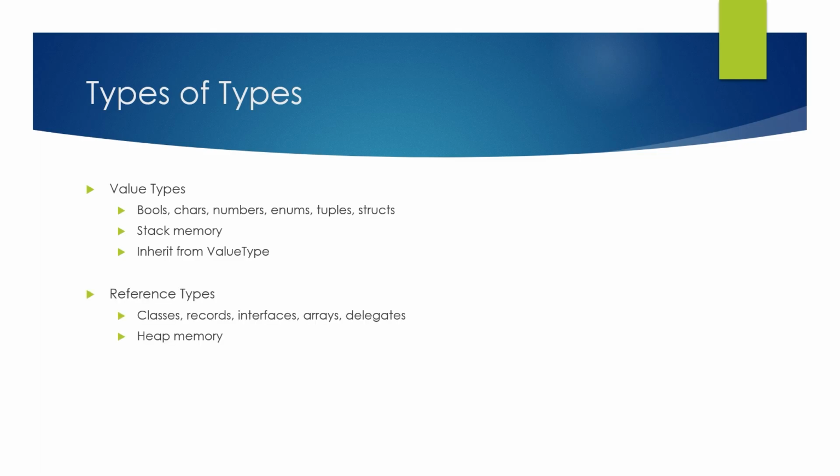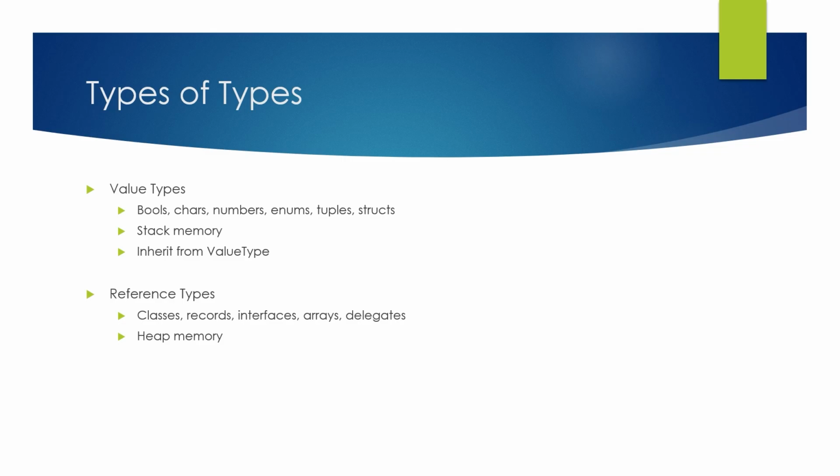There are two general kinds of types, value types and reference types. Value types are things like booleans, characters, numbers, enums, tuples, and structs, and their memory is located in the current stack frame. They also inherit from value type. Reference types are things like classes, records, interfaces, arrays, and delegates, and their memory is located in the heap, which is dynamically allocated. It's good to know that unlike the character type, strings are reference types.